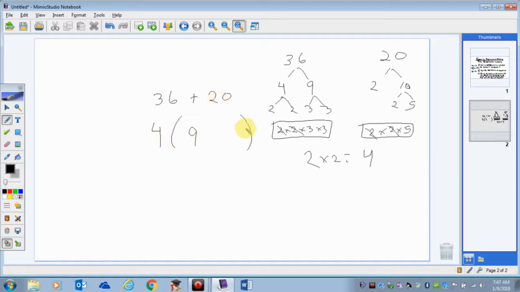20 divided by 4 is 5. Bring down the math symbol. So that right there, 36 plus 20, is factored down into 4 times the answer to 9 plus 5.